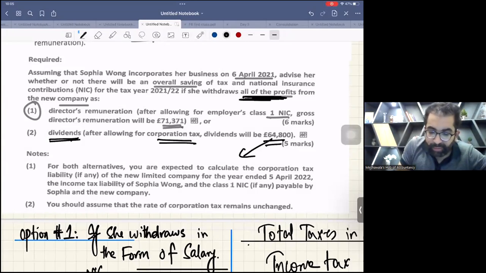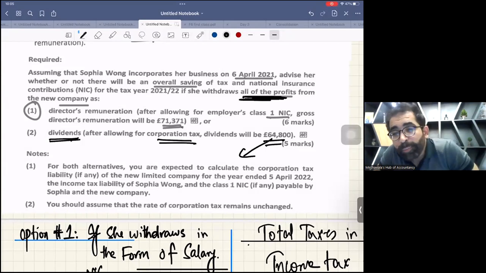See, this is the favor of the examiner for you guys. Sir, the profit is 80,000. Why can't we withdraw 80,000? Sir, when the profit is 80,000, why can't we withdraw the complete profit? Because, my innocent student, first of all you have to pay corporation tax and then you can withdraw profit after tax.